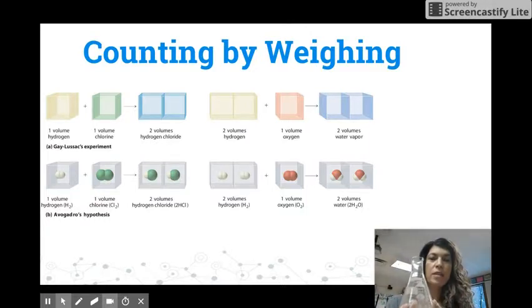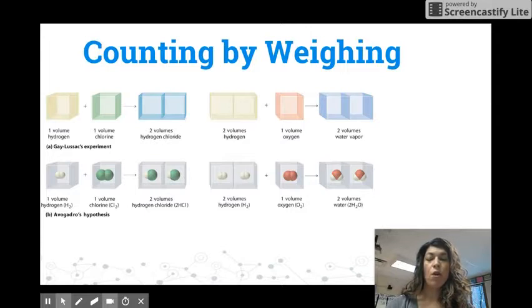So what we're noticing is that the particles were not changing. You can notice that Gay-Lussac has a model at the top here with no particles in it, but they're saying 1 volume of hydrogen plus 1 volume of chlorine gives you 2 volumes of hydrogen chloride. Well, he didn't know about these particles quite yet. Fast forward to Amedeo Avogadro. His hypothesis says, again, same temperature, same pressure, same volume, you'll have the same number of particles. And that's what you have here.